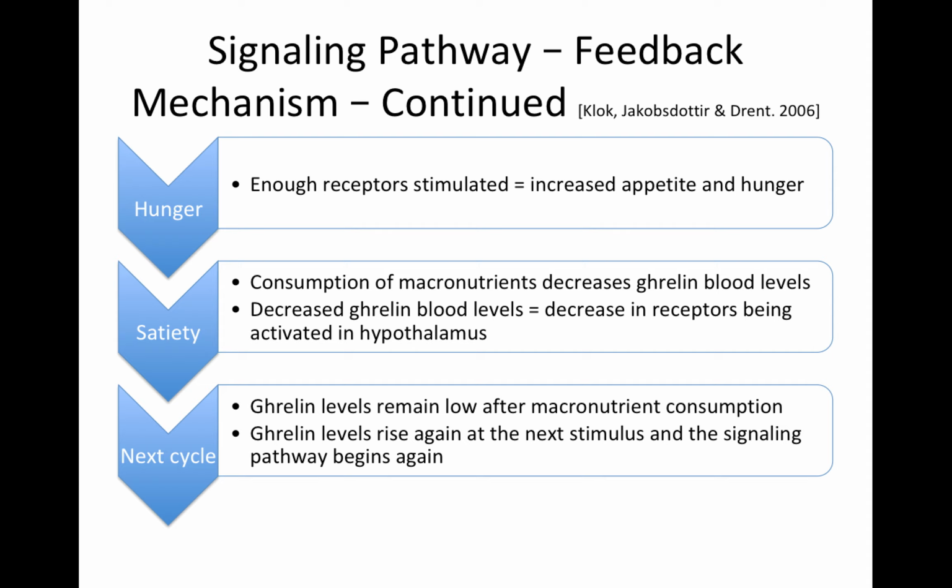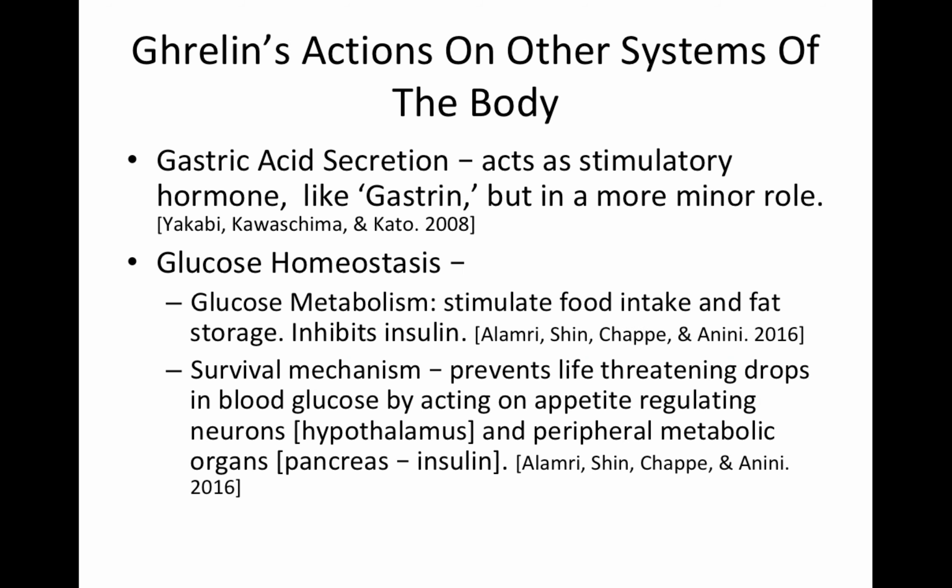As we consume food, ghrelin plasma levels decrease and continue to decrease with continued consumption. So a decrease in the amount of ghrelin in our blood also decreases the number of receptors activated in the hypothalamus, signaling the brain to tell us that we are now satisfied hunger-wise. It should also be noted that carbohydrates and proteins are more effective at lowering ghrelin levels than fat. And ghrelin levels remain low after we finish consuming food, with the cycle starting again at the next stimulus.